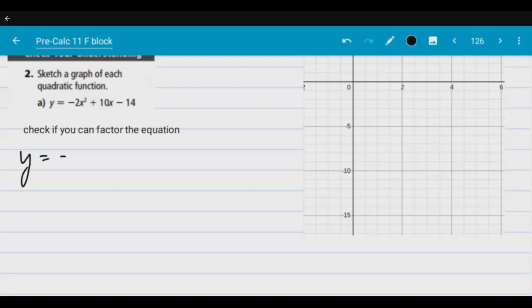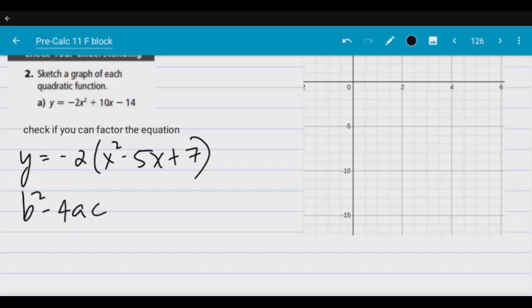Y equals -2 times x squared minus 5x plus 7. Now, guys, if I'm able to factor this into two binomials, then I will have the x-intercepts right away. However, as you can see, I don't think you can have two factors for 7 that would have a sum of -5. So that means we cannot do that. So let's ask ourselves, does this even have an x-intercept in the first place? Let's see. B squared minus 4ac, because that will tell you how many roots there will be, and the roots will give you the x-intercepts.